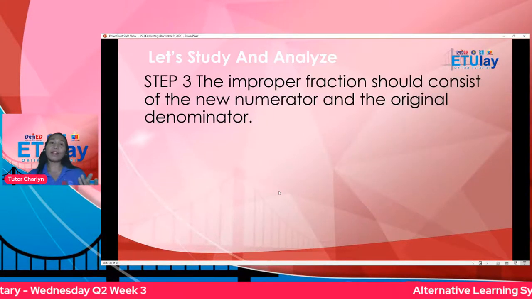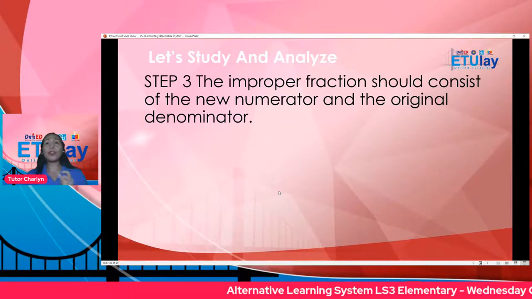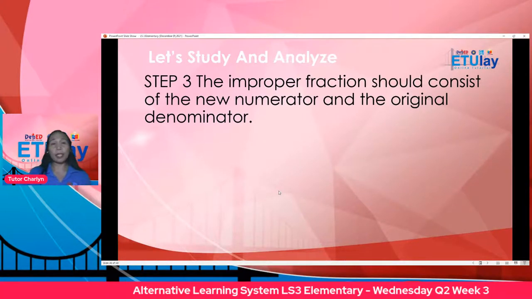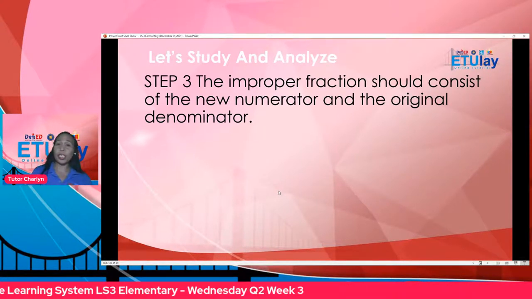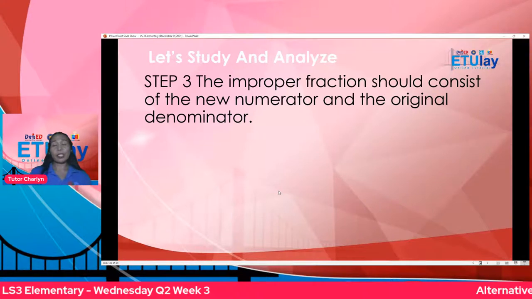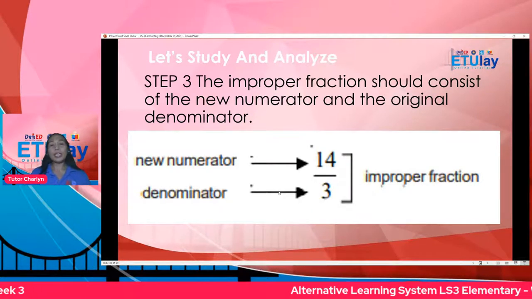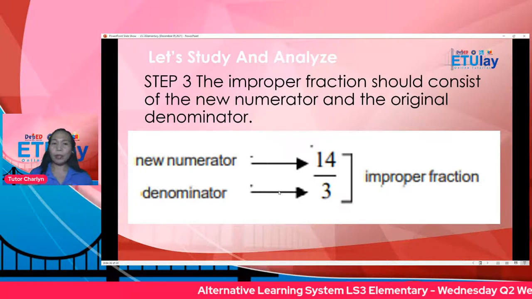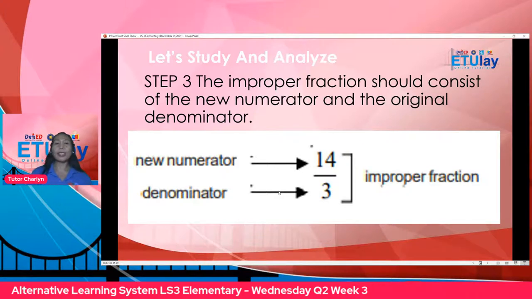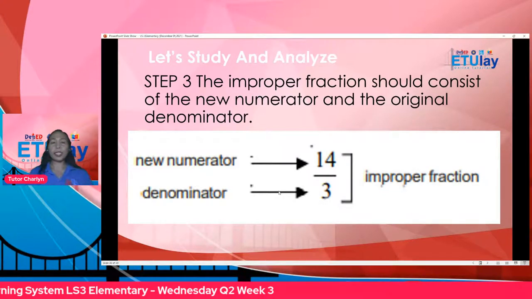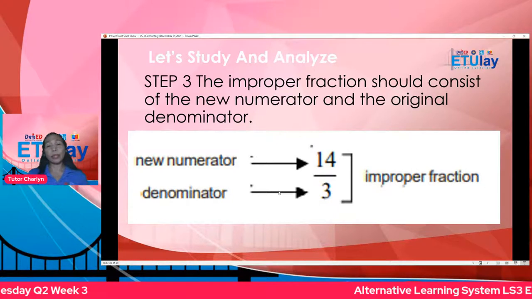So ano na yung bagong fraction? The improper fraction should consist of the new numerator and the original denominator. So magbabago lang yung numerator, still remain pa rin yung original na denominator, which is 3. So we got an improper fraction of 14 over 3. May bago tayong numerator, galing siya kay 3 times 4 plus 2, we got 14. Then just simply remain the original denominator 3. So we got an improper fraction of 14 over 3.